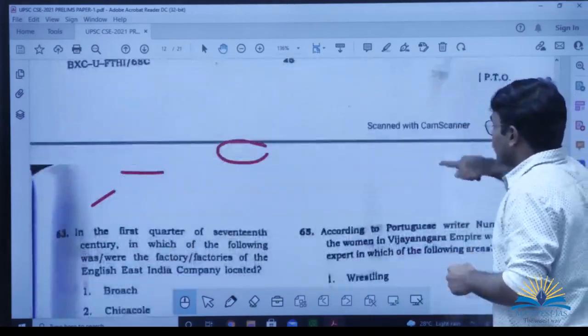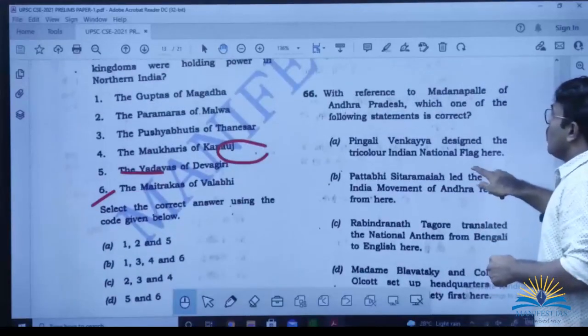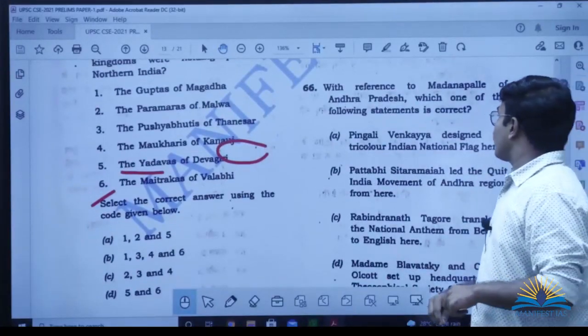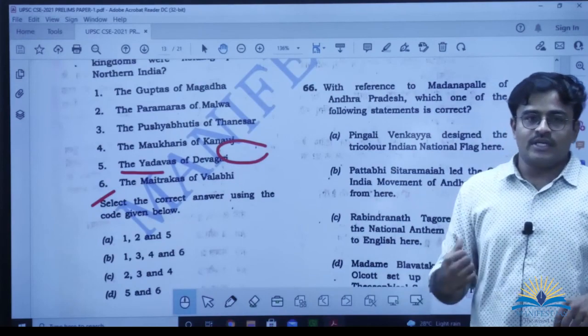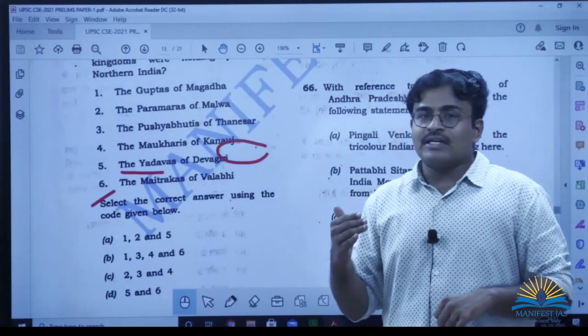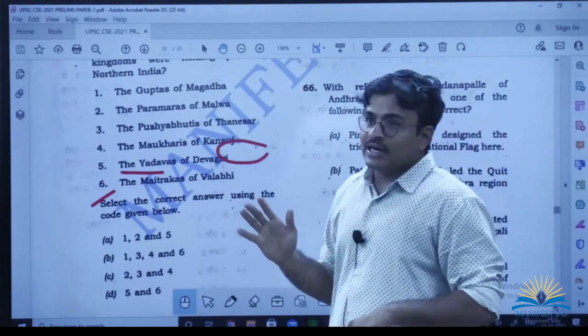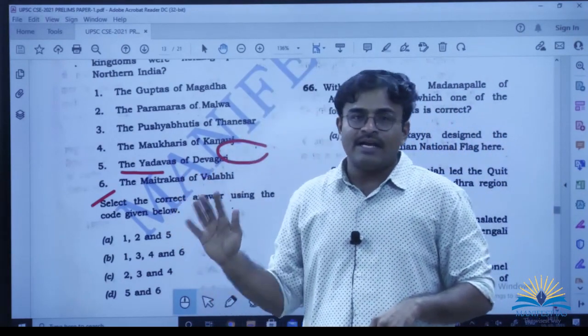Next question, if you see, 64, 65 is done. Okay, 66th question: with reference to the Madanapalli of Andhra Pradesh, which one of the following statements is correct? So the answer for this question is C. Rabindranath Tagore translated. In fact, Madanapalli is a center for Theosophical Society, but this center of Madanapalli was established later by Annie Besant.